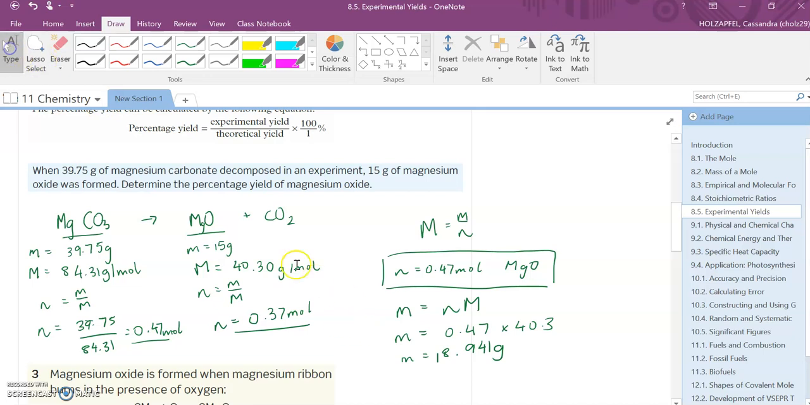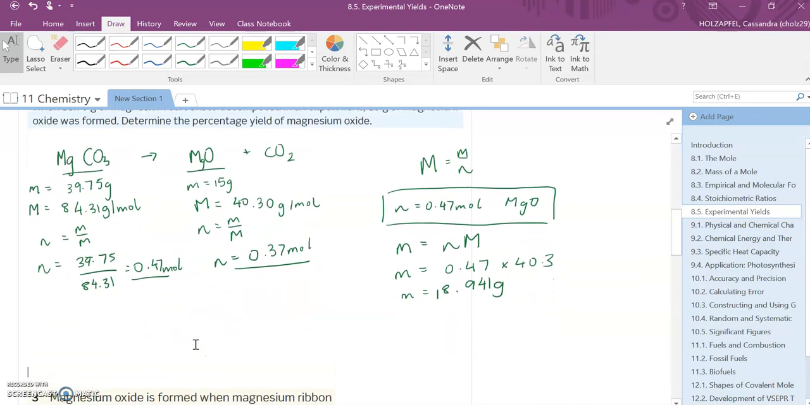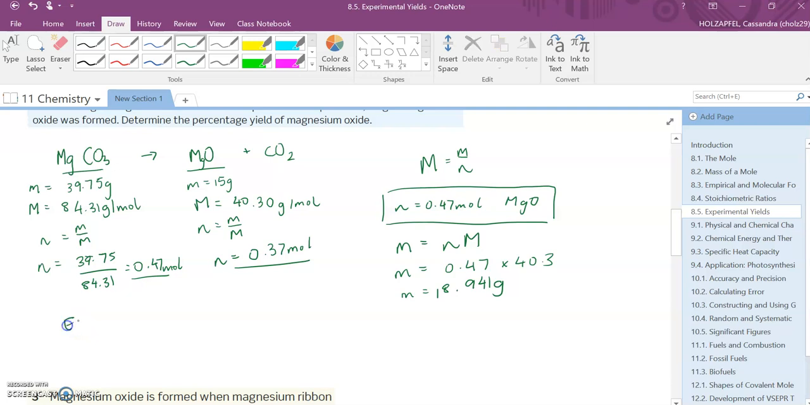I'm going to give myself just a little bit more space. So this is our formula just here. So the percentage yield is the experimental yield divided by the theoretical yield. Now, we know that the experimental yield is going to be 15 grams of magnesium oxide, and we know that the theoretical yield was 18.941 grams. Oh, we were just going to round that, weren't we? Okay, so let's substitute that in our formula.